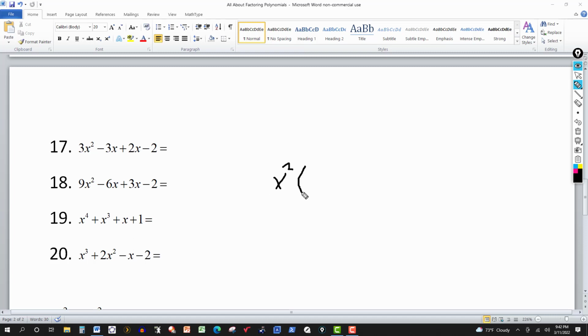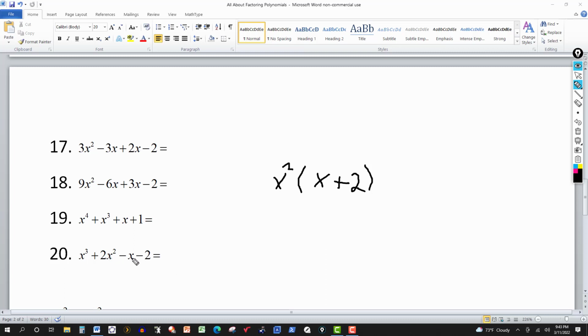So what's left from the first two terms, x cubed plus 2x squared, if I take out the x squared? Well, I'm going to have an x plus 2. Check it out. x squared times x is x cubed. x squared times 2 is 2x squared. That checks. Now, when you're doing this type of factoring, the whole idea is that you want both groups to have a common factor.